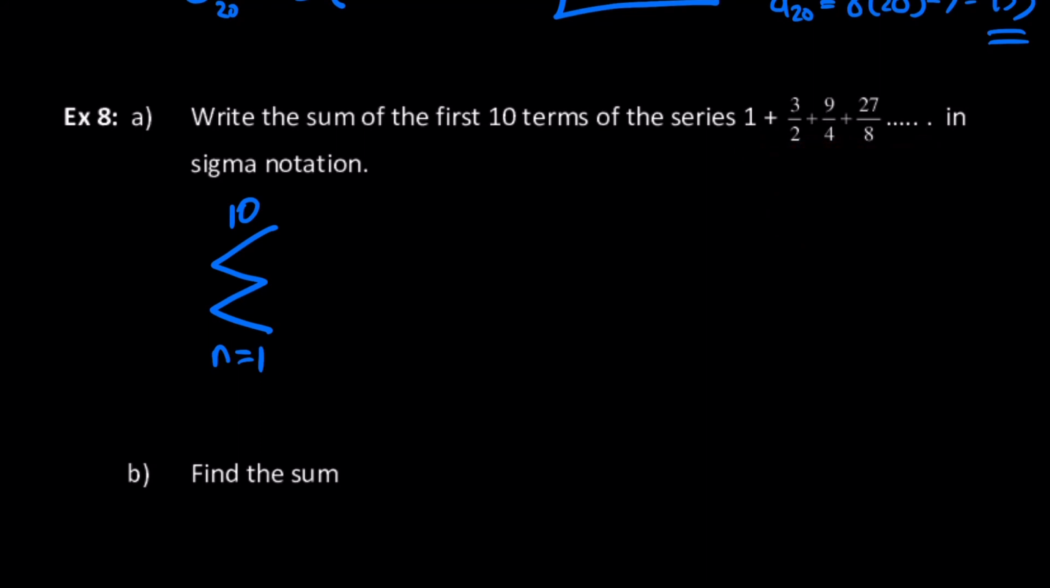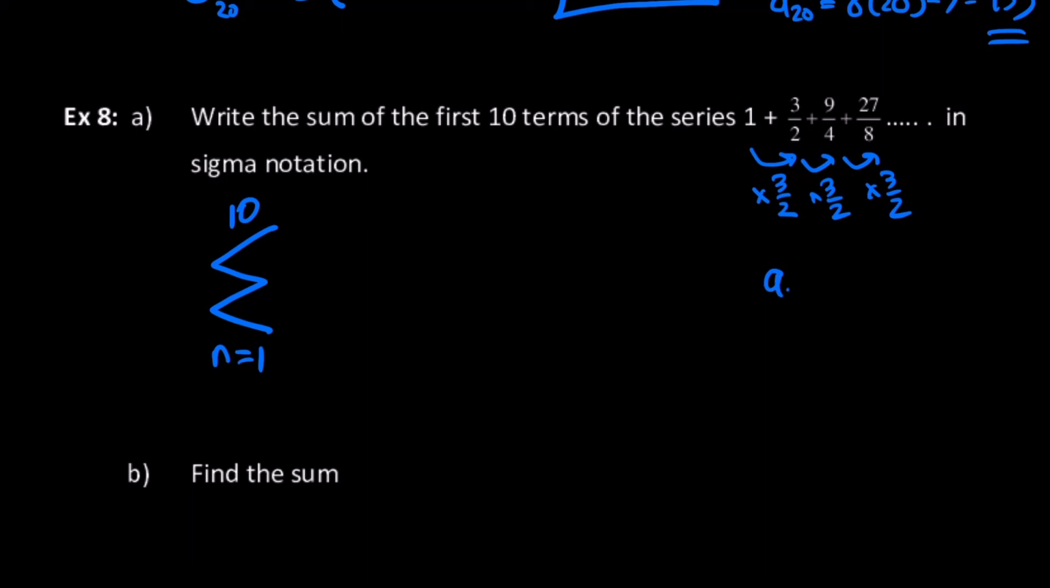Let's determine what we have. 1 goes to 3 halves. 3 halves goes to 9 fourths. 9 fourths goes to 27 eighths. I'm clearly not adding the same number each time. I'm actually multiplying by 3 halves. This is kind of a giveaway, going from 1 to anything. If it's geometric, that is the value of r. So each one of these I'm multiplying by 3 halves.